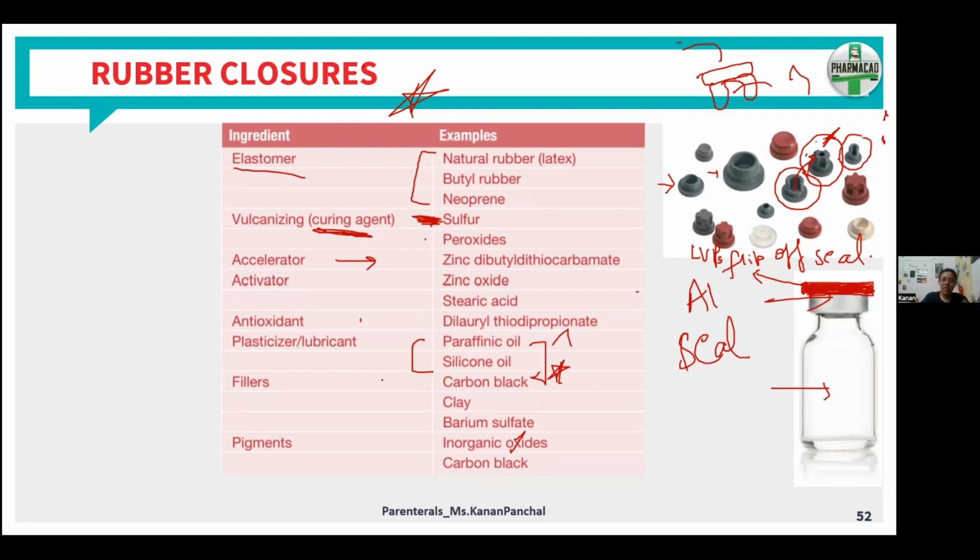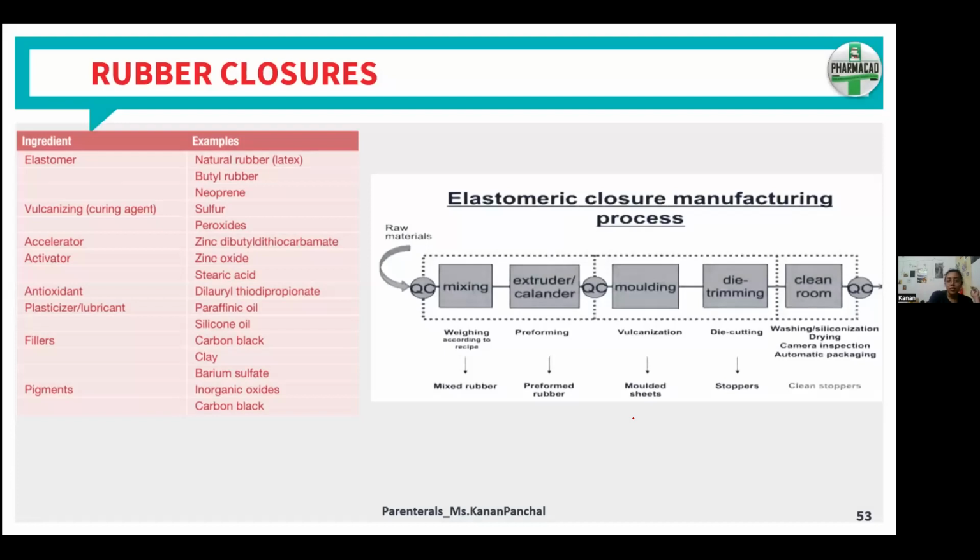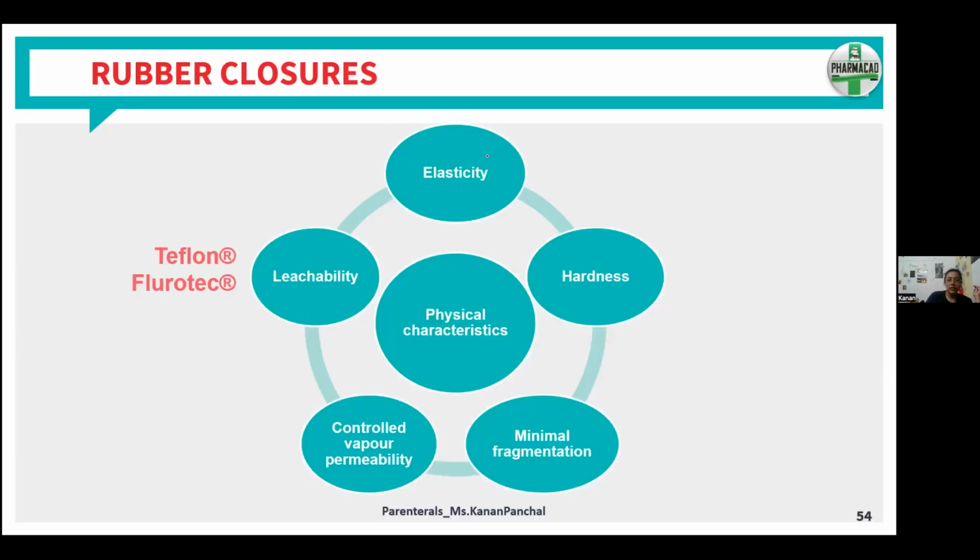Then you have fillers. Fillers are nothing but like your diluents in your tablets. And pigments or inorganic oxides. Carbon black is used for the gray color. Iron oxide is used for the red color. Titanium will be used for white color. Okay, titanium dioxide, TiO2. All right. So this is the thing, and this is the process. You all can go through it. Yeah, these are some physical characters. This is one important point. What I said, you have Teflon and Fluorotec coated rubber stoppers. These are the different coatings in a stopper.